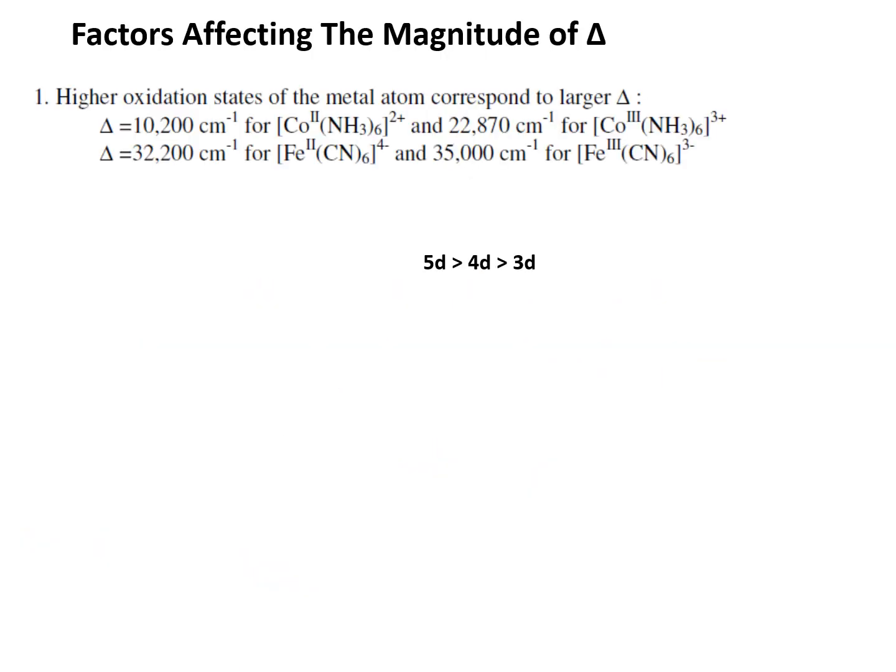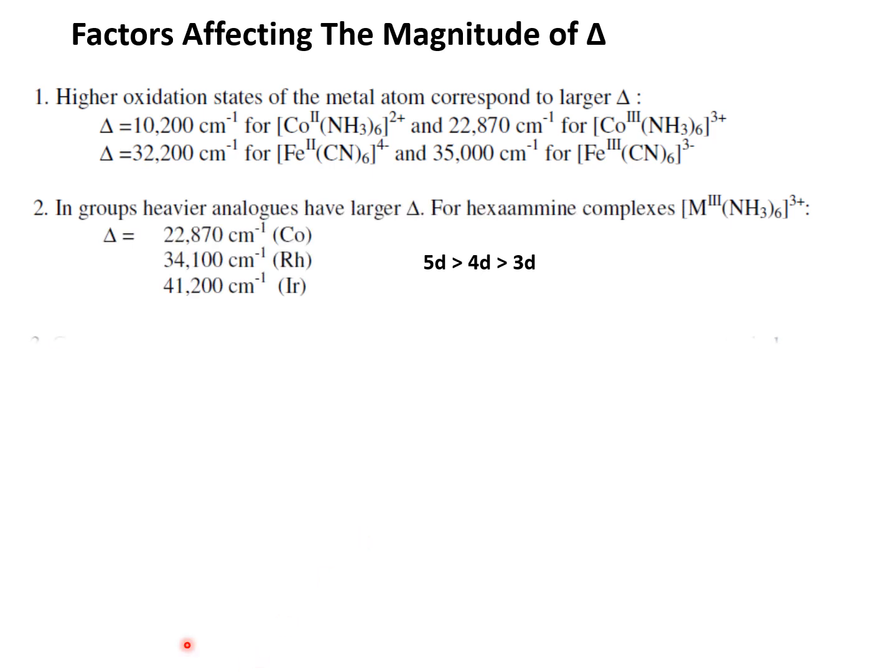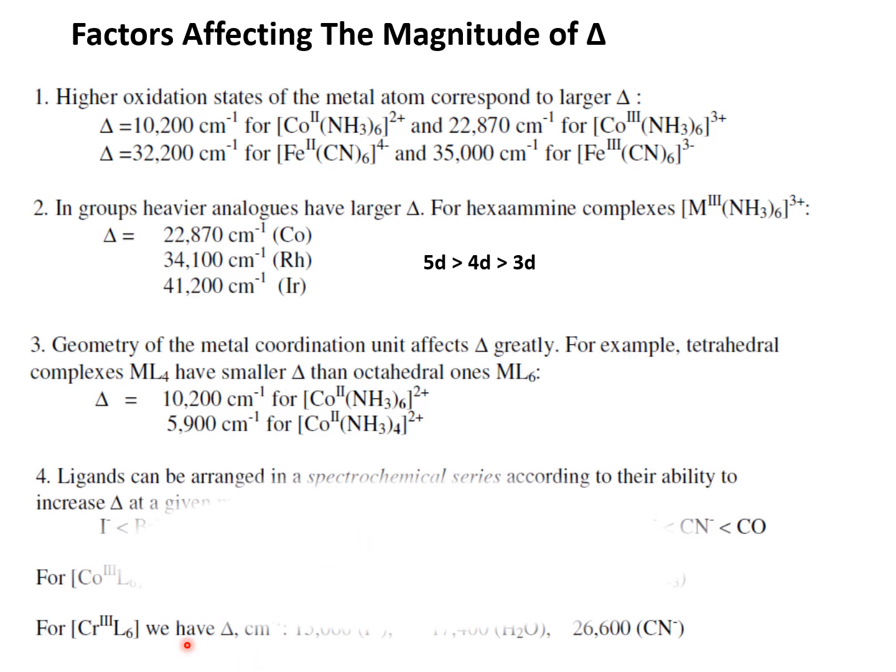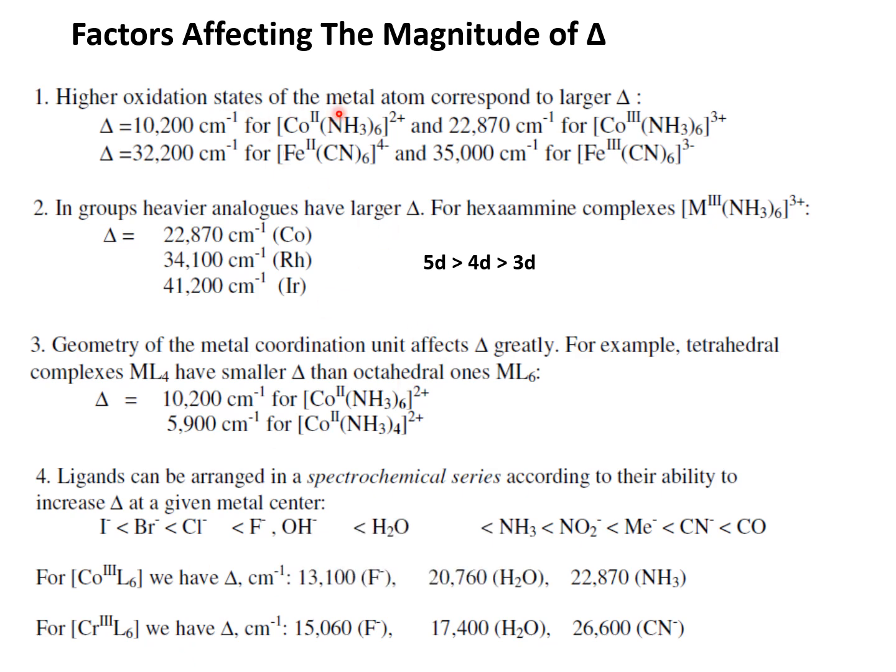Let us see what are all the factors that affect the magnitude of delta. First one, higher oxidation state of the metal atom. If the oxidation state of the metal atom is high, then delta value is also high. In groups, heavier analogs have larger delta. For example, hexaammine complexes. You have to remember this sequence: 5d is greater than 4d, which is greater than 3d. Geometry of the metal coordination unit affects delta value to a greater amount. And then ligands can be arranged in a spectrochemical series according to their ability to increase delta at a given metal center.